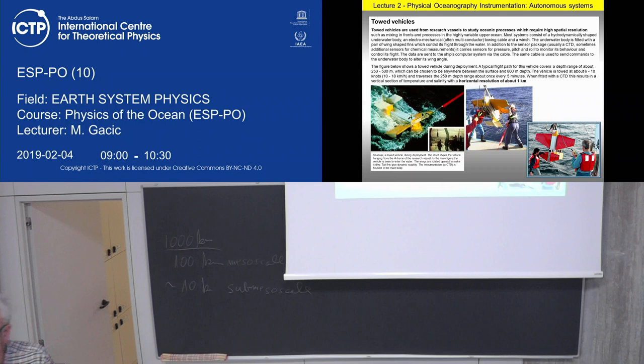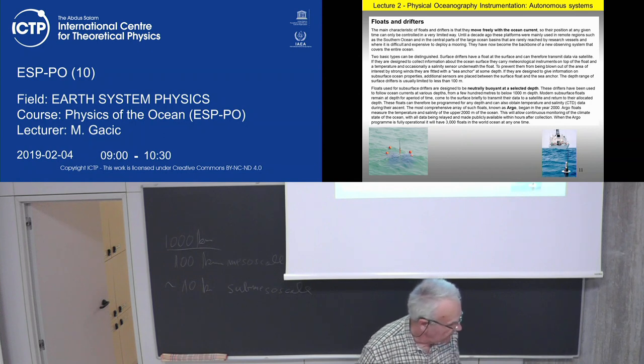But we know what the physics behind these mesoscales is, because mesoscale is not only defined on the basis of the landscape, it's defined also on the basis of the processes which are determining it. We know that large scale is determined by geostrophy and quasi-stationary states, and mesoscale is quasi-geostrophic, while the sub-mesoscale has non-linear processes. So you can recognize these things not only on the basis of the scale, but also on the basis of the processes which are determining it. Okay, so these are towed vehicles.